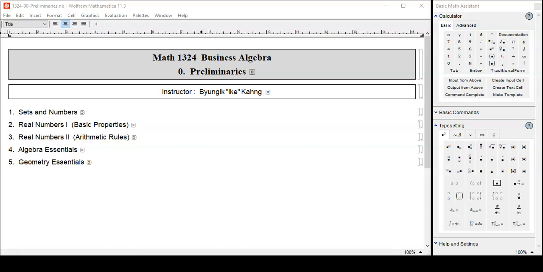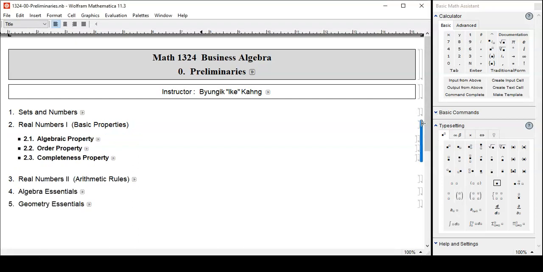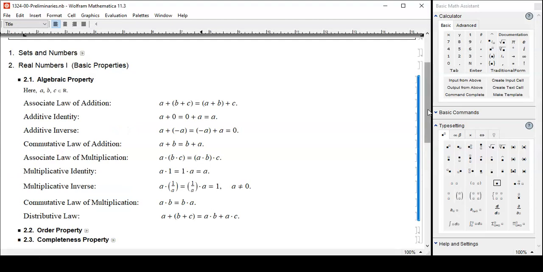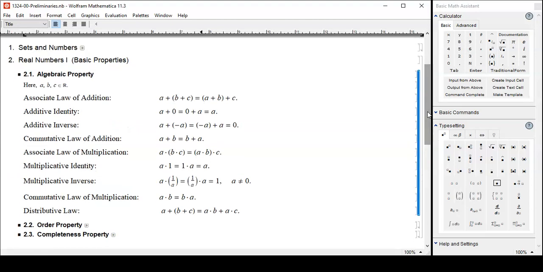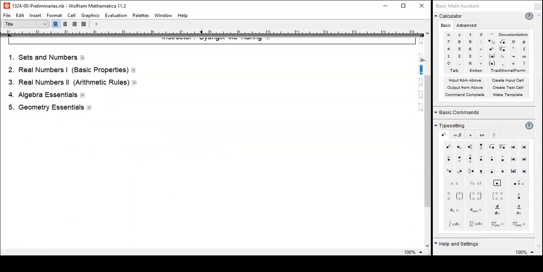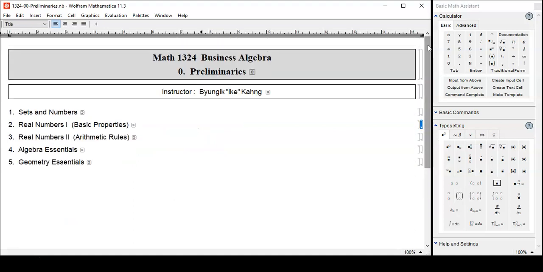But before starting section 3, some review is in order, especially subsection 2.1, the algebraic properties of real numbers. Please stop the playback and read through if necessary. Please remind yourselves about associativity, commutativity, distributivity, identity, inverse, those kind of things. All right. Okay, now let's go to section 3.